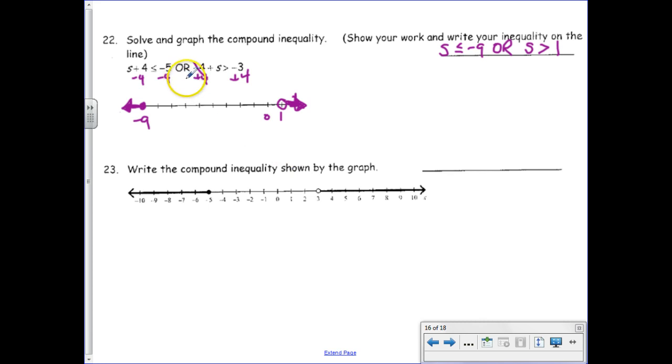Okay. Ors usually look like this. They're like two trains heading in opposite directions, which means this guy is also falling into this category. So on this one, I'm going to say X less than or equal to -5, or X greater than 3. Done. That's all you got to do.